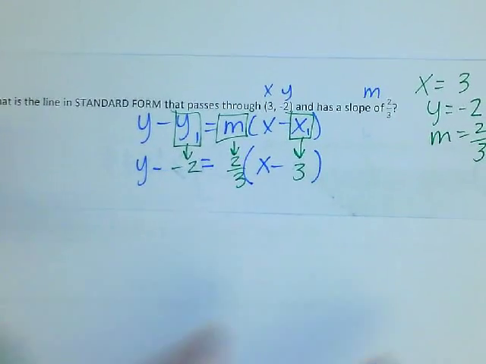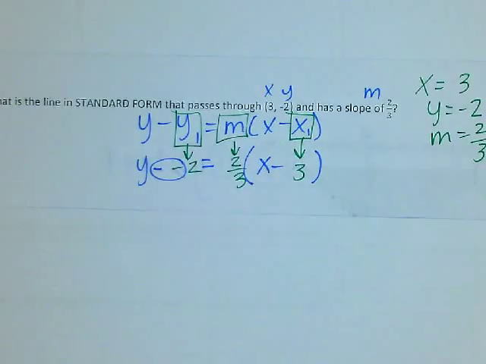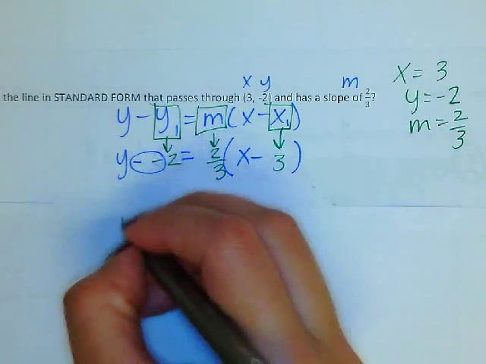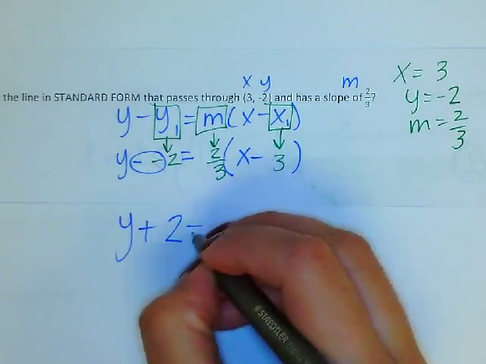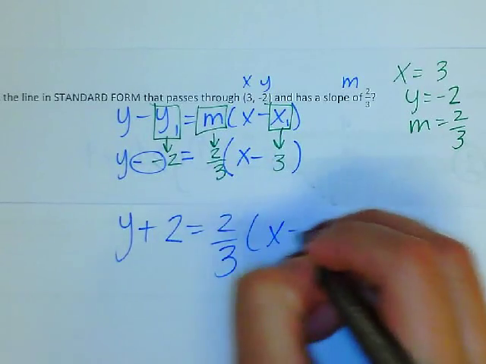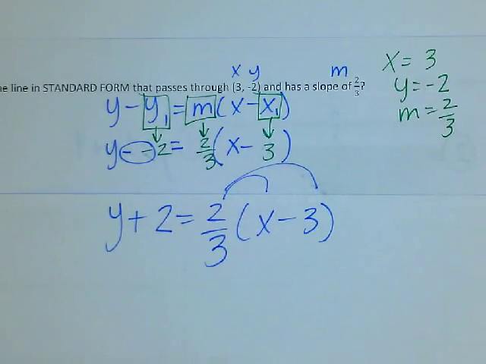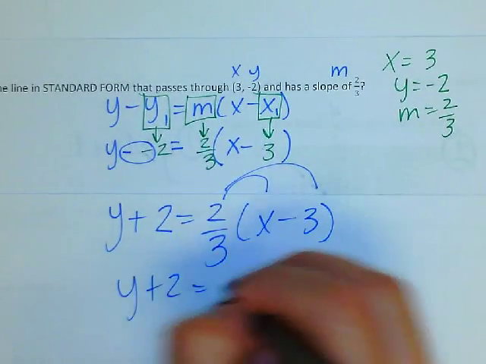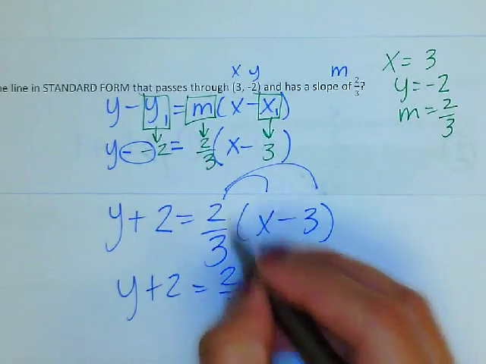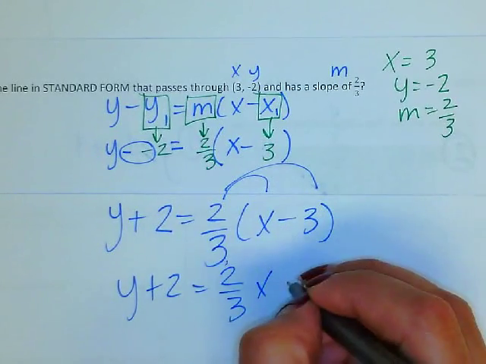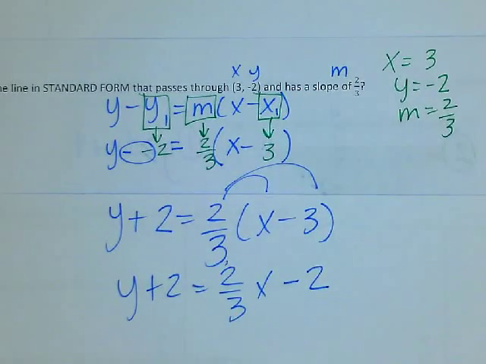I'm going to put a little paper here just in case I run out of room. So these two, when you have minus and negative, it becomes a plus. And you have to distribute the 2/3. So you have y plus 2, 2/3 x. 2/3 times -3 becomes -2.